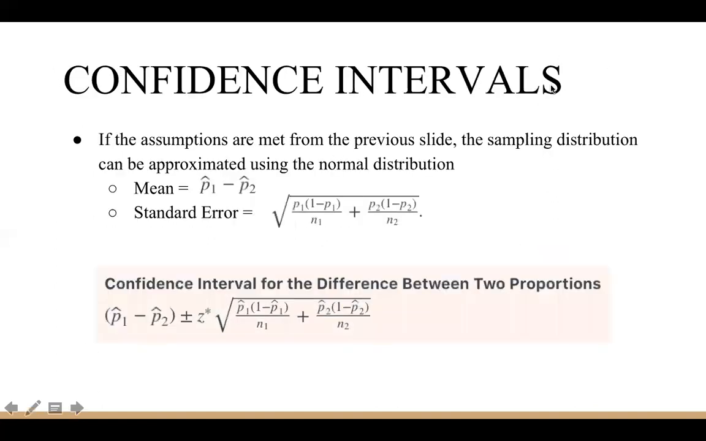So first with confidence intervals, if the assumptions are met, you can approximate it using the normal distribution with a mean of p hat 1 minus p hat 2, and then that standard error, which I won't go ahead and read because it's a lot of variables there. And then that's your standard error formula, and then you put those together. It's just the same basic format for a confidence interval, which is your statistic plus or minus the multiplier times the standard error.